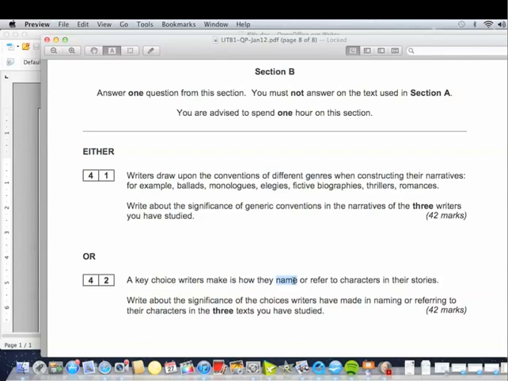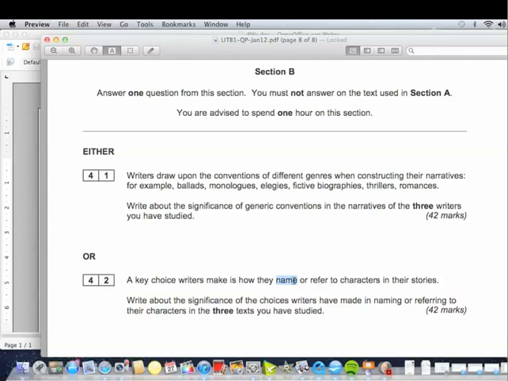There is no requirement in this paper to compare. I'm going to say that again. There is no requirement in this paper to compare the 3 remaining texts. In fact, it is really unhelpful to do so. I would advise you to consider writing 3 mini essays of 20 minutes each. So 20 minutes on the ways that Keats names his characters, 20 minutes on the ways that Cormac McCarthy names his characters, refers to his characters, and 20 minutes on the way that Coleridge names or refers to his characters.